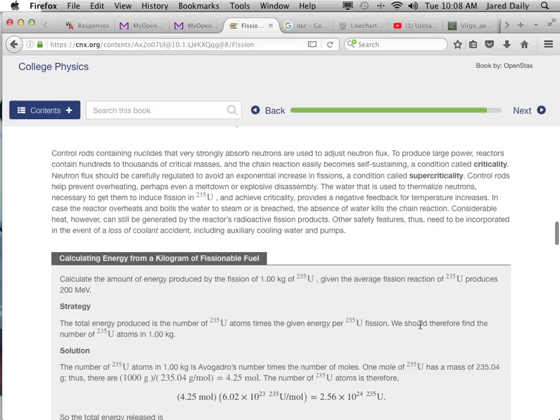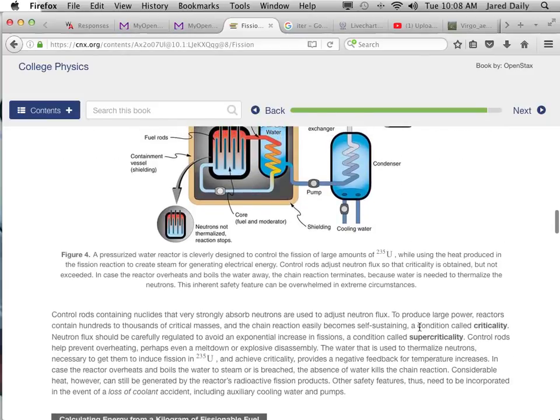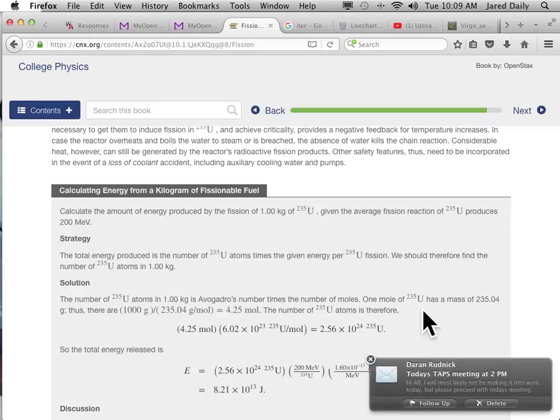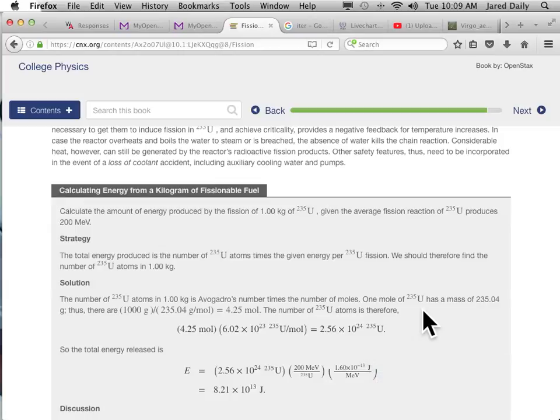And again, you can calculate the energy that comes out of this by calculating the mass defect. The mass of the parent is more than the mass of the daughters, right? And the difference in those masses, you plug into E equals mc squared, and you will get the amount of energy released in the reaction.